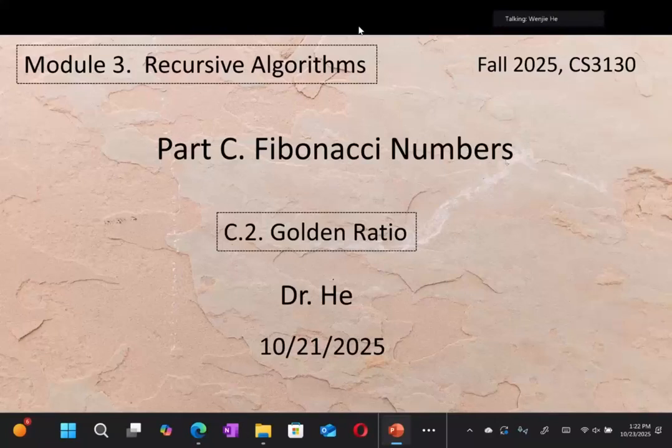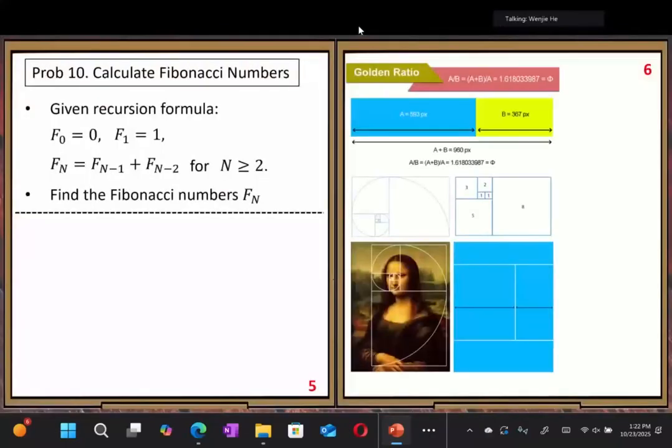Topic 3.2, golden ratio. First, you may have heard of this golden ratio. Let me describe it a little bit. What is a golden ratio? First, this golden ratio number is closely related to the Fibonacci numbers.